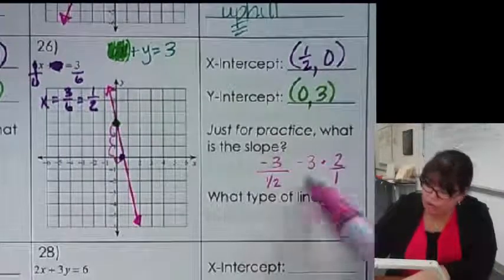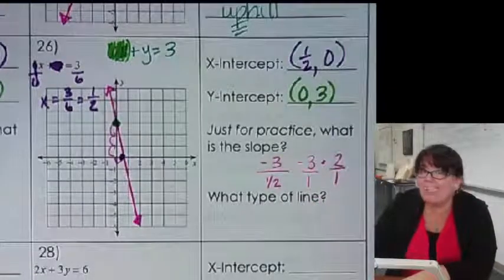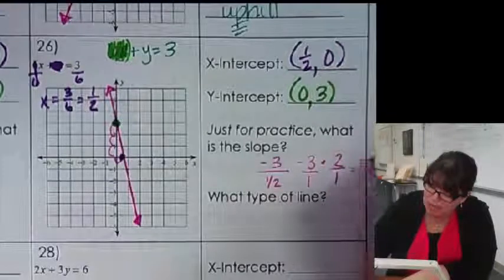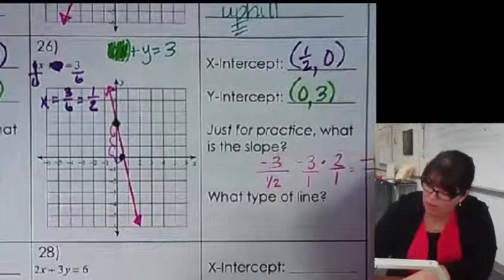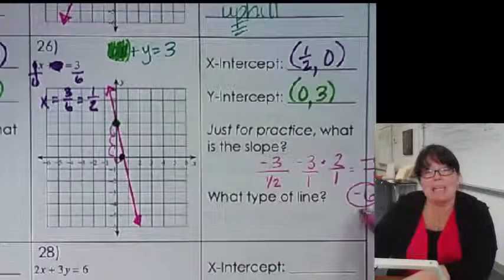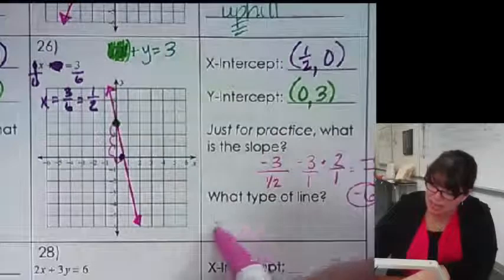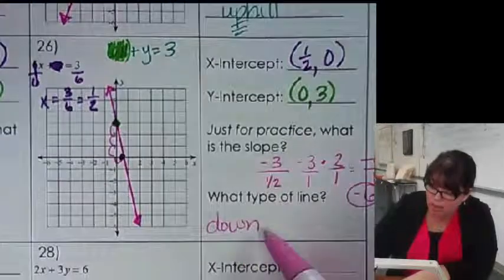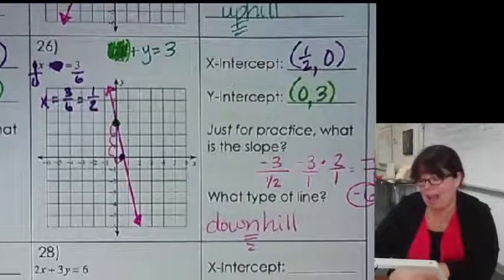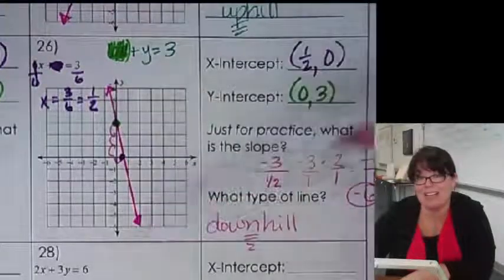Now, in order to work with fractions, we need both of them to be fractions. So I'm going to put that -3 over 1, and then it's just multiply straight across. -3 times 2 is just going to be -6. 1 times 1 is 1, so my slope is -6. What type of line has a negative slope? Negative. That is a downhill, because it's got the N in there. A downhill line has a negative slope. And looking at our graph going from left to right, we can see that that certainly is the case.